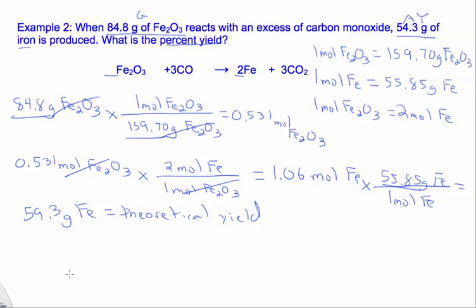So we do actual over theoretical. And sometimes you might feel like you're going to forget which one goes on top. And I will say in most cases it's going to be the smaller one. The only way you can make more than what you thought you made is if your product is impure. That means it has extra stuff in it. So maybe it was wet and you didn't dry it out enough, so you have some water there too. But in most cases you'll have a theoretical or a percent yield less than 100. So your actual yield will be smaller, and so the smaller number goes on top.